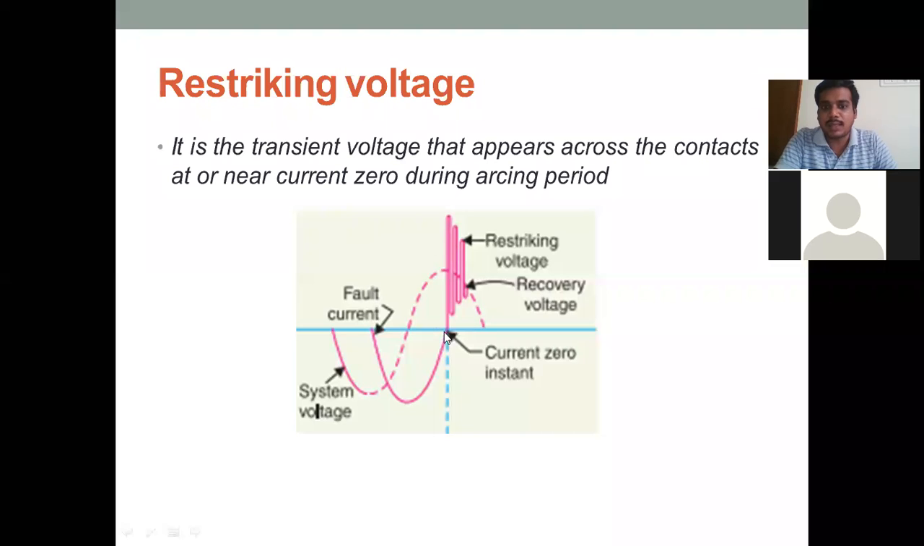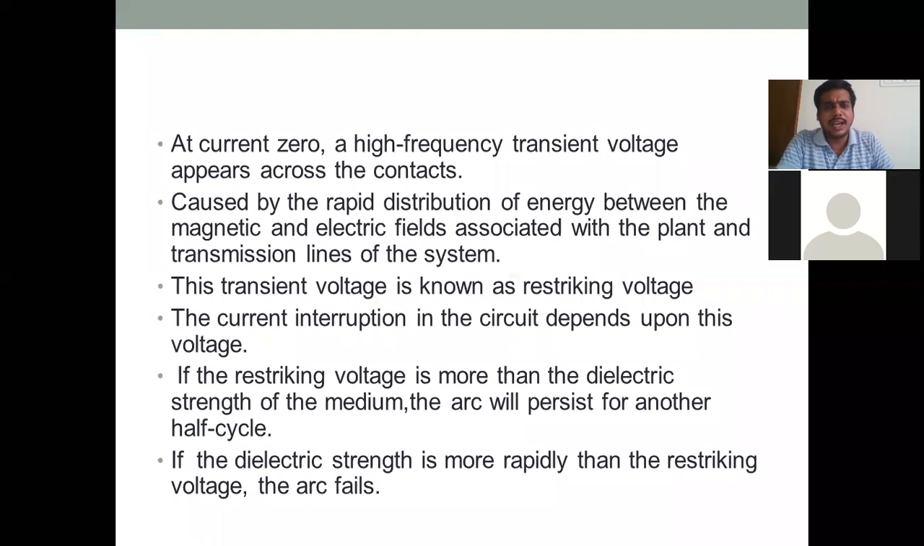So this voltage is called the recovering voltage, the restriking voltage. At the current zero, the high frequency transient voltage will appear across the contacts. So the same thing that I have repeated, these are the points here.